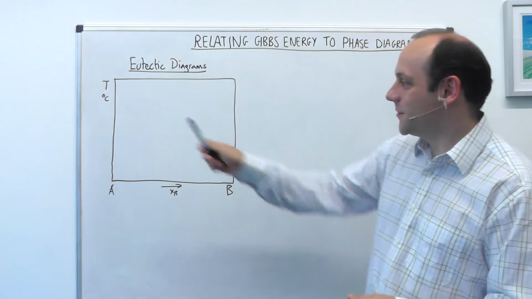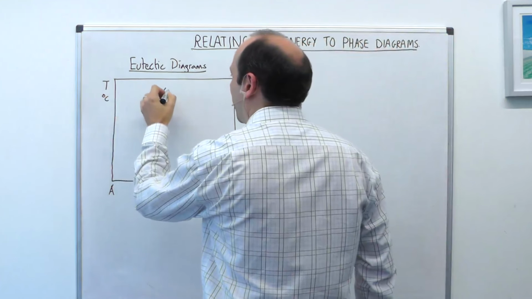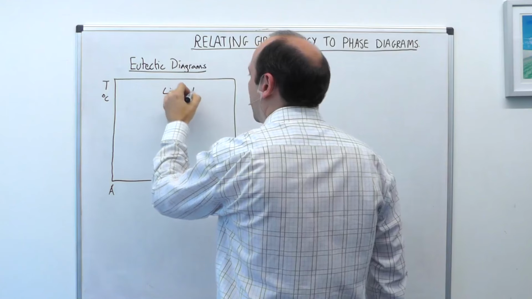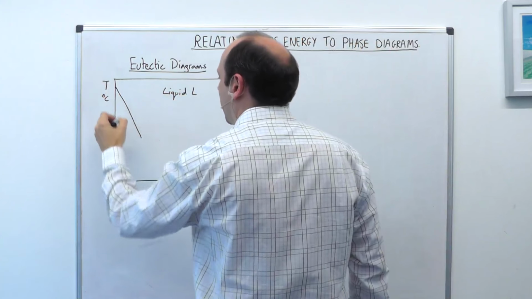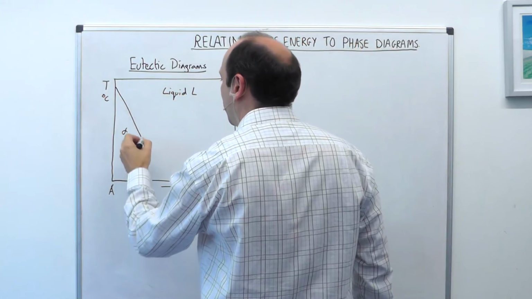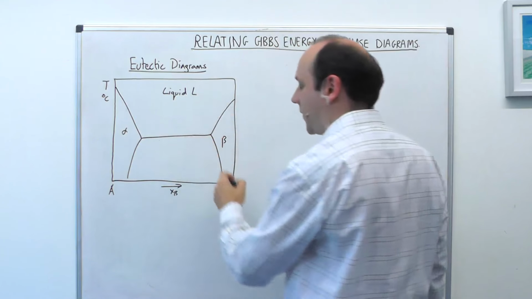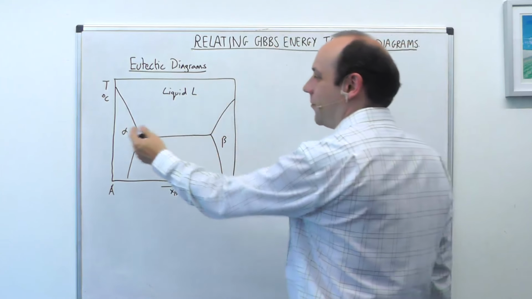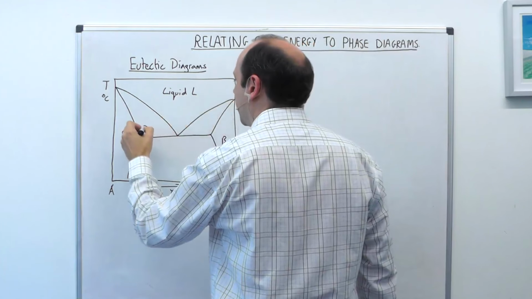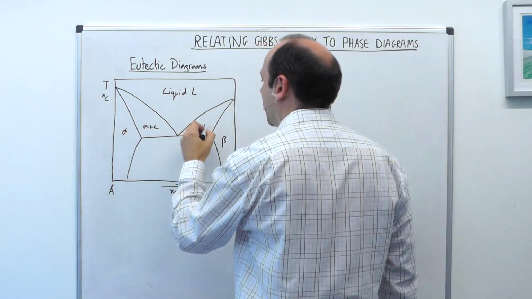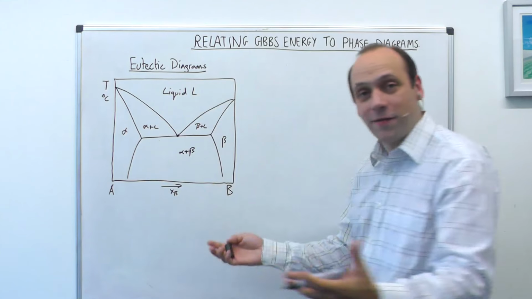So in eutectic diagrams, here's our temperature-composition phase diagram. We've got a liquid phase up here, which has continuous solubility. And we've got a phase here, which we'll call the alpha phase, and a beta phase over here. The beta phase is B-rich solid. The alpha phase is A-rich solid. And we've got an alpha plus liquid region, a beta plus liquid region, a eutectic point, and an alpha plus beta region. And that's our phase diagram.